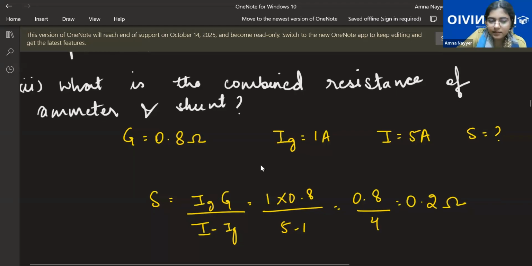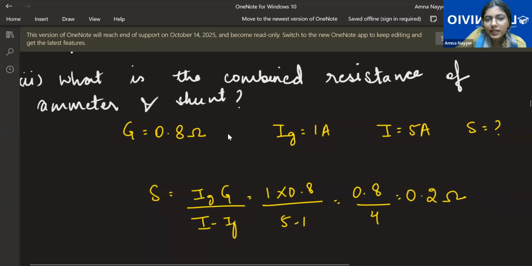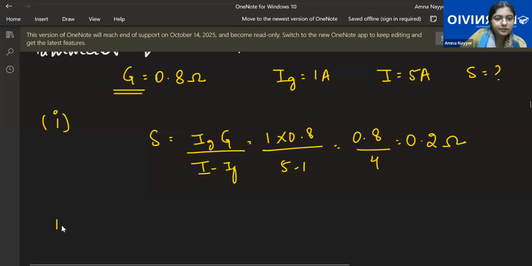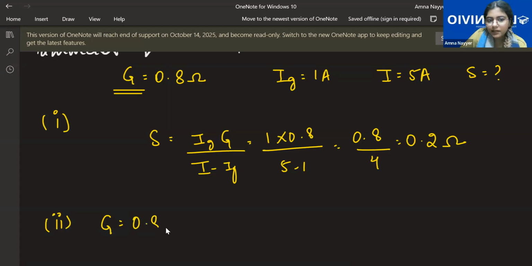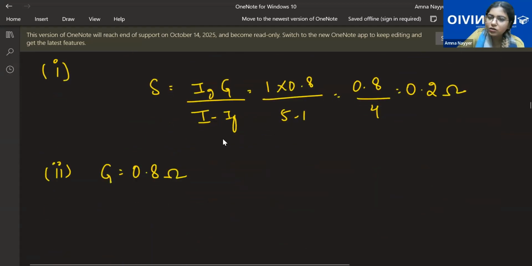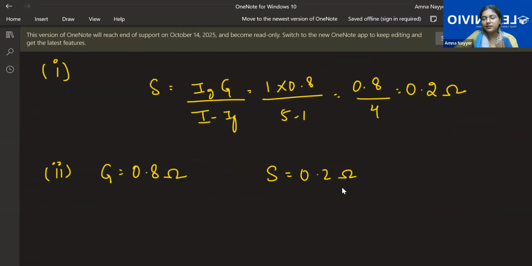Now, second part. See, Raneem, this is what I was referring to. It says, what is the combined resistance of ammeter and shunt? Again, as I'm saying, ammeter means the galvanometer only. So the resistance of the ammeter, as we discussed, is capital G only. The resistance of the ammeter, basically the galvanometer, is 0.8. And it says, and shunt. The shunt we have already calculated. Shunt is 0.2 ohm. It says, what is their combined resistance?